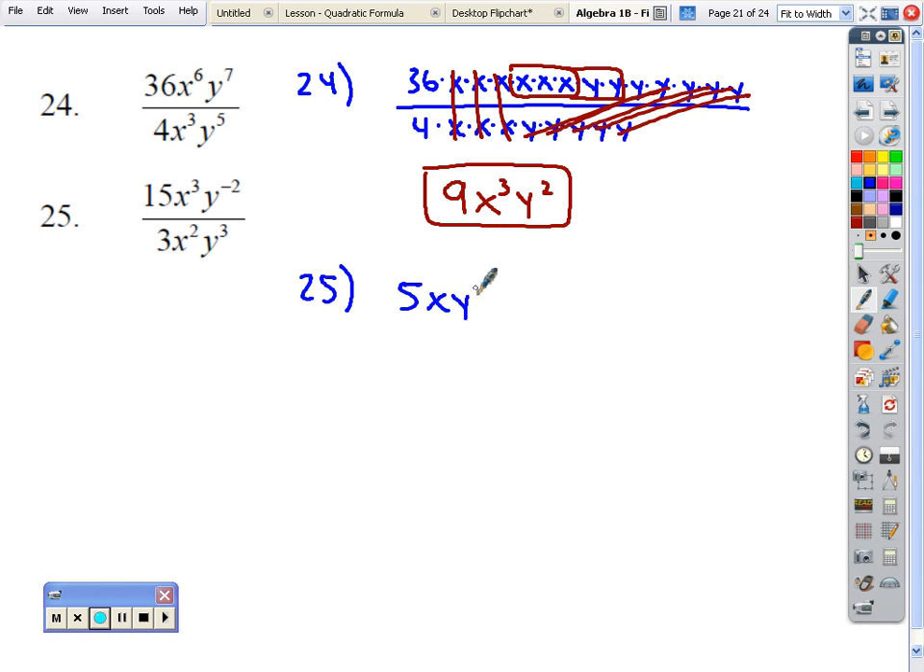So I can write it like this. But what happens is when you have a negative exponent, it switches places in the fraction. So this answer is actually going to look like this. And then the exponent becomes positive. Okay?